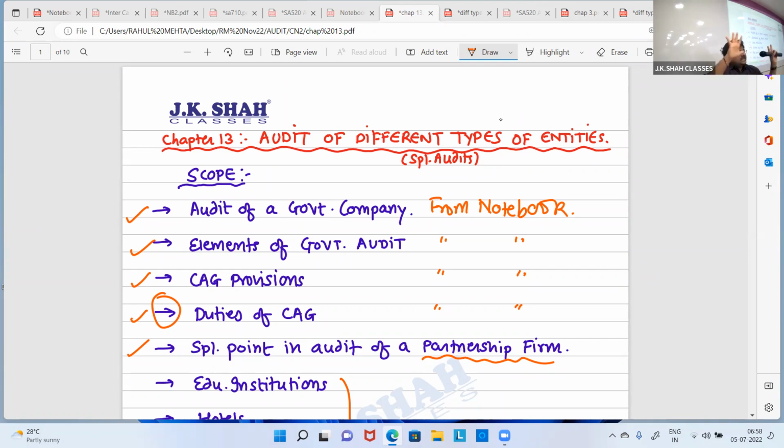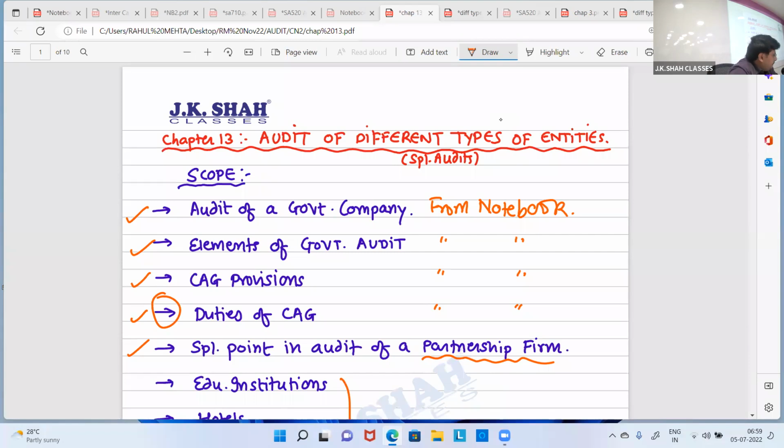So, how many points are there? 7. Tell me one by one. What is the first one? Letter of appointment should be signed by. Then books of account should be reasonable. Then minutes book to check policy decisions. Then partnership deed to check the business.